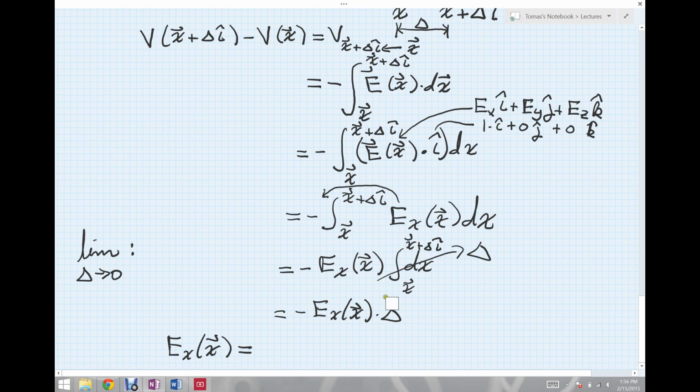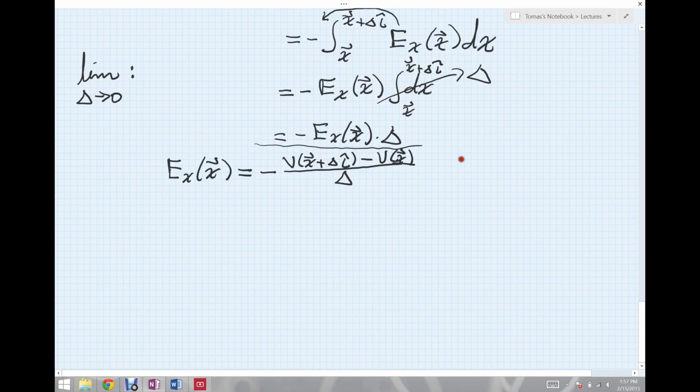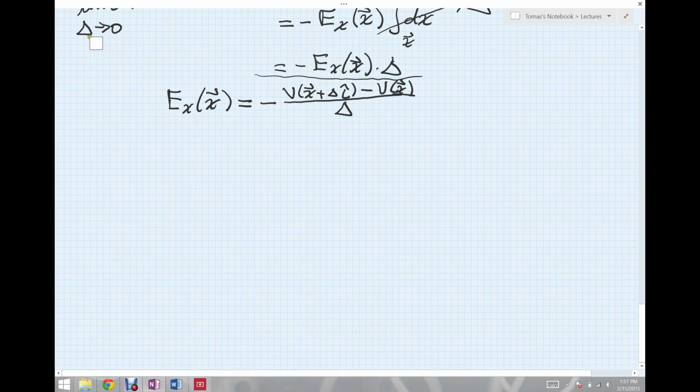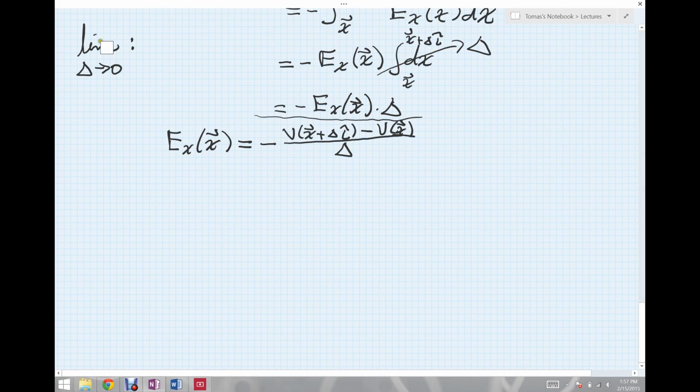I also want to divide both sides here by delta. So there's going to be that minus sign I was just talking about. I'm going to have a numerator. My numerator is this difference up here, which is the potential at x plus delta i hat minus the potential at x. That whole quantity then divided by delta. Let me draw a little dividing line in here so we can see what we were doing. And now notice this whole quantity here is supposed to be calculated in this limit as delta goes to 0.